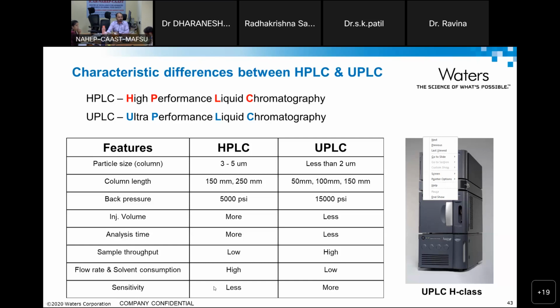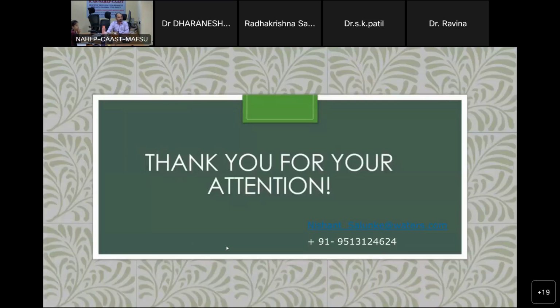Okay, sensitivity. Again, since the particle size of the column is less, the chromatographic peaks are quite sharp in case of UPLC, and hence you get a very high sensitivity for UPLC as compared to high performance liquid chromatography. So this is the basic difference in the features of HPLC against UPLC. So that's it about chromatography.